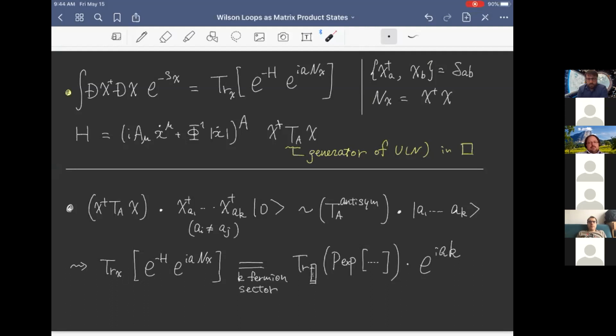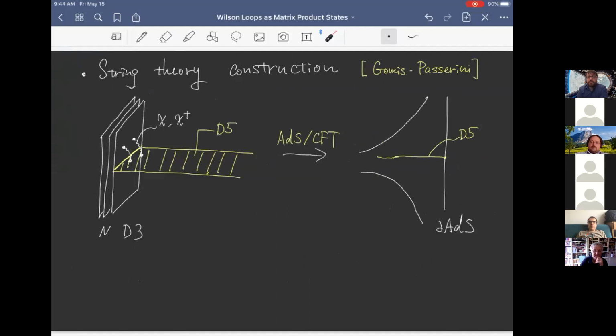Okay, so let's go. There is a string theory construction of this story, which was discussed by Gomez and Passerini. They pointed out that there is a string theory interpretation of these fermions. In the case of N=4 super Yang-Mills, you can construct this generating function of the Wilson loop by considering the intersection between N D3 branes and one probe D5 brane. In this setup, there is an open string stretching between the D5 brane and the D3 brane, which contains one index from the D3 brane, so it's going to be a fundamental or anti-fundamental representation. And indeed, if you work out the lowest lying modes of this configuration, you get a fermion. So this is a string theory interpretation of chi and chi dagger. It's basically just the open string.